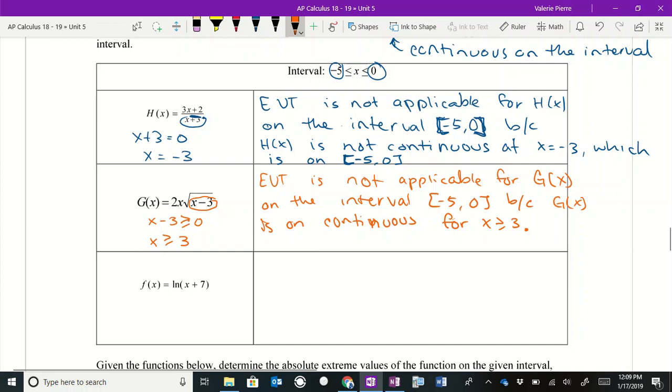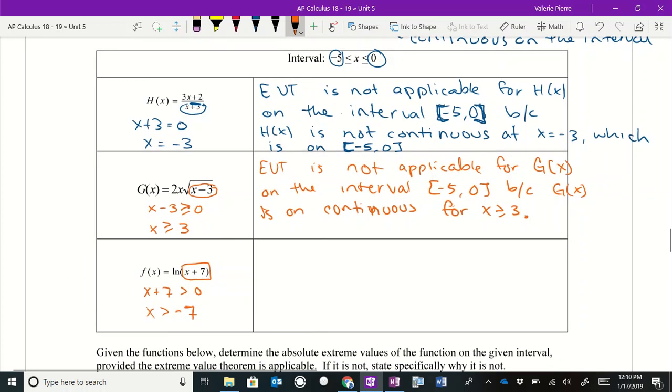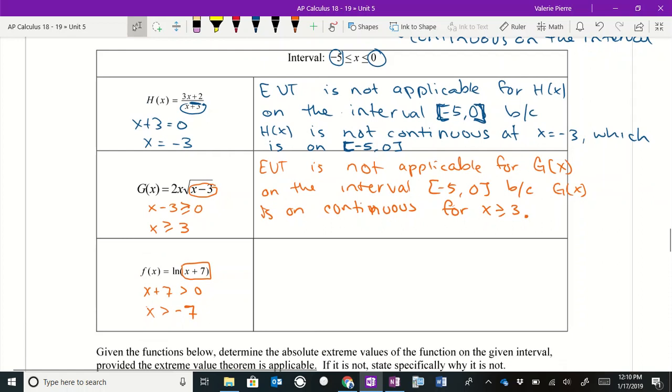Okay, now for f of x, when we take ln, we cannot take ln of anything less than 0. So we can't take ln of a negative number. So x plus 7 has to be greater than 0. So x has to be greater than -7. So looking at our interval, x is going to be greater than -7.